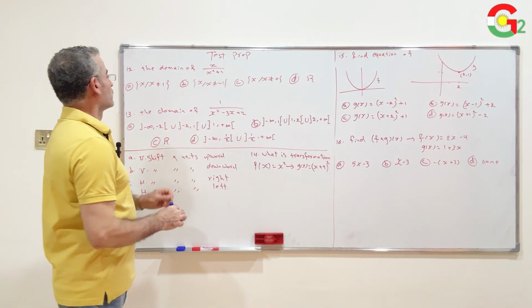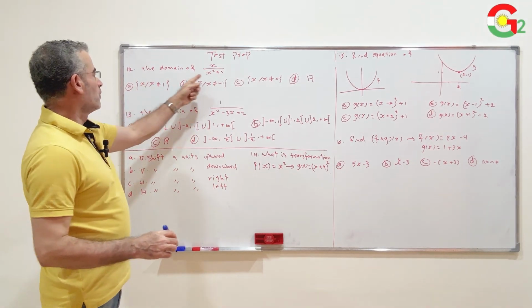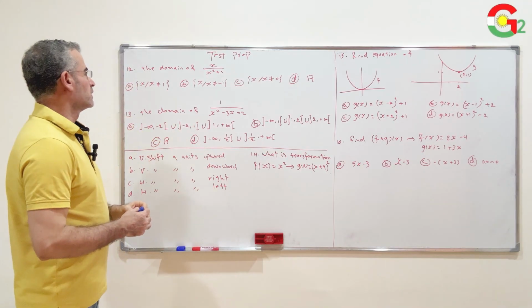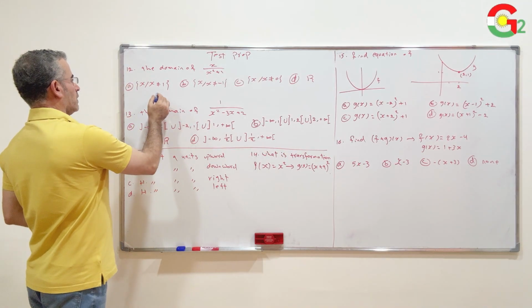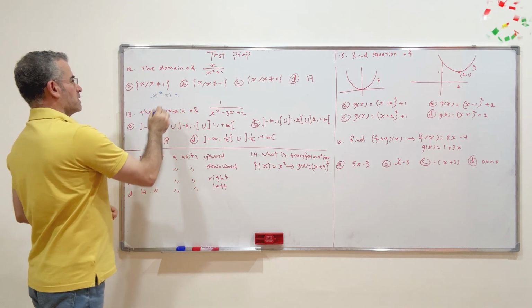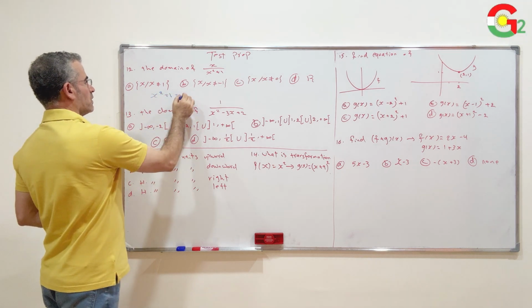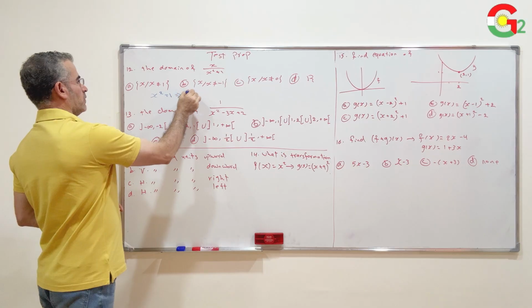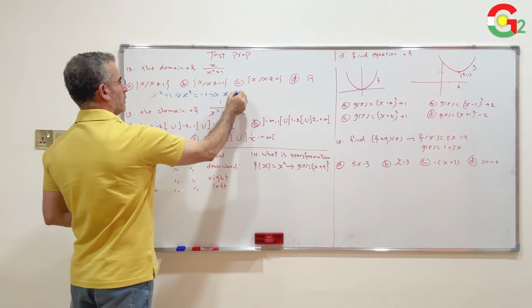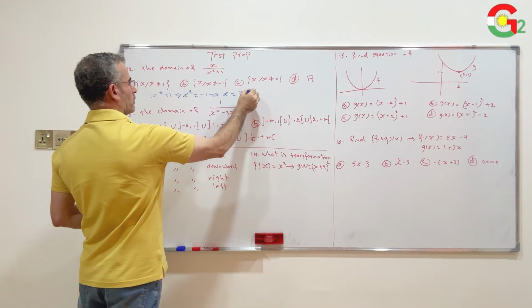Question number 12. Find the domain of this function, a fractional function or rational function. The denominator should not be 0. I set x power 2 plus 1 equals 0. Then x power 2 equals negative 1. Then x equals plus or minus the square root of negative 1.